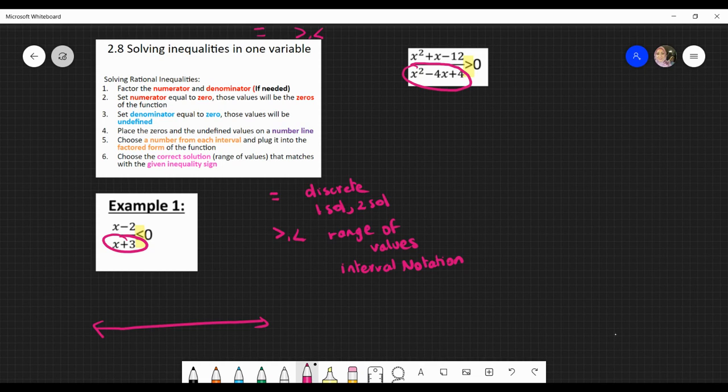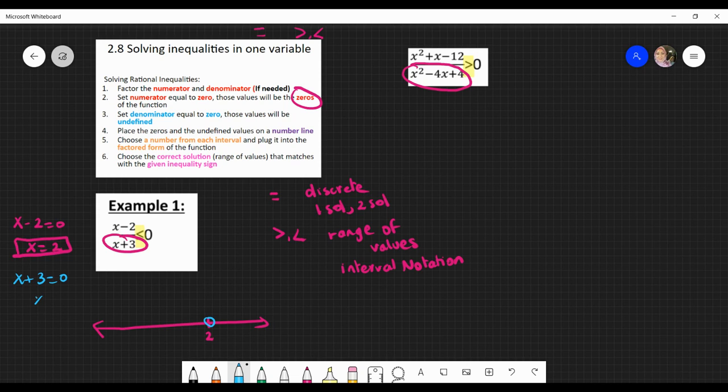Step number 1, factor numerator and denominator if needed. Looking at example 1, numerator and denominator are both linear, so there's no need to factor. Step number 2, I'm going to set the numerator equal to 0. So I'm going to take this, equal it to 0, x equals 2, and what does that give me? It's going to give me the zeros of the function. So this value right here, I'm going to put on the number line, and this is a zero of the function.